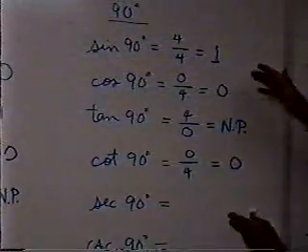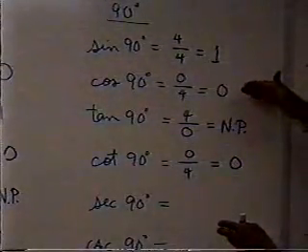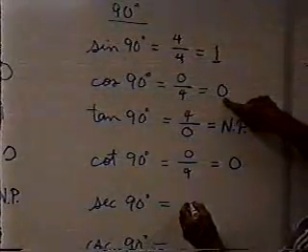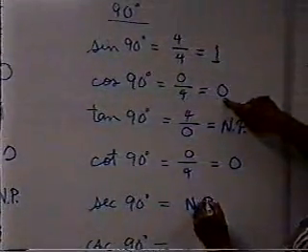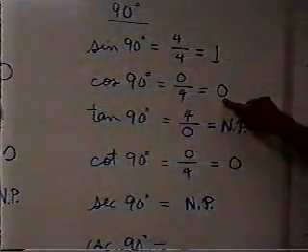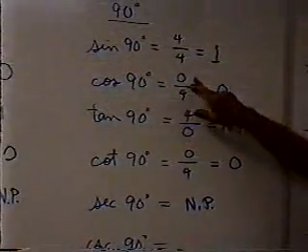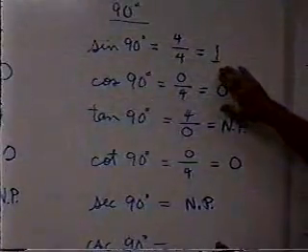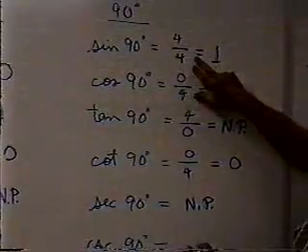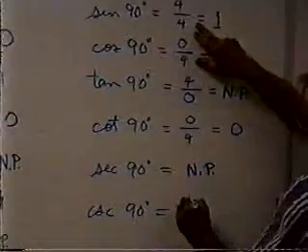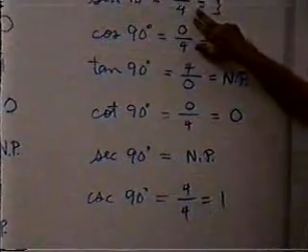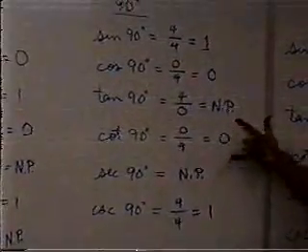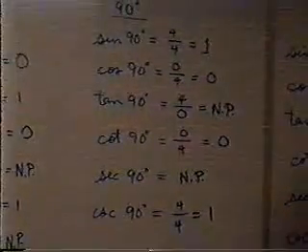Secant. We'll back off and look at all of them now. So the cosine is 0, therefore the secant will be not possible, or in other words, 4 over 0. What's the cosecant? Well, what's the sine? The sine is 4 over 4, so the cosecant's 4 over 4 are equal to 1. And look again, we have 2 zeros, 2 not possibles, and 2 1s.